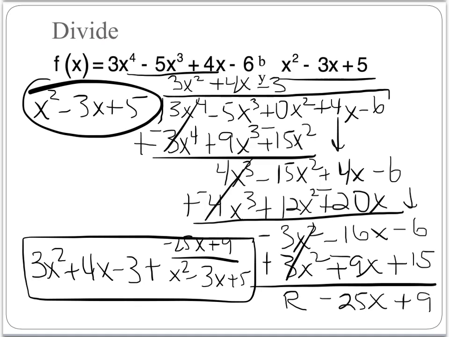Now I know it's a lot of work, and we want to make sure that we show all of our steps, and there is a lot of room for error over here. So please be very, very careful when you're doing these problems.